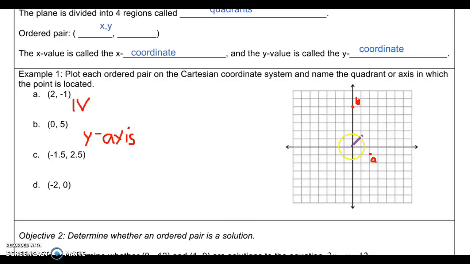All right, part C, we're going -1.5 in the horizontal direction and 2.5 in the vertical direction, which lands us here. Point C, which is in quadrant 2. And point D, -2 in the horizontal direction and 0 in the vertical. And that lands us on the x axis.